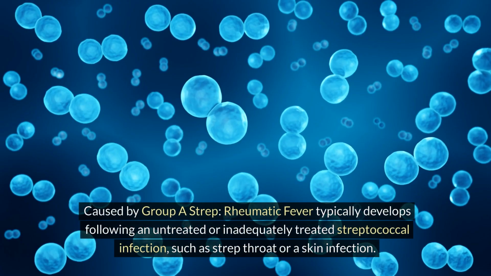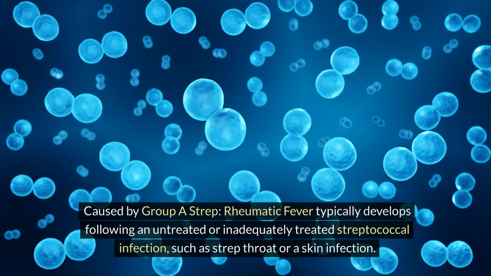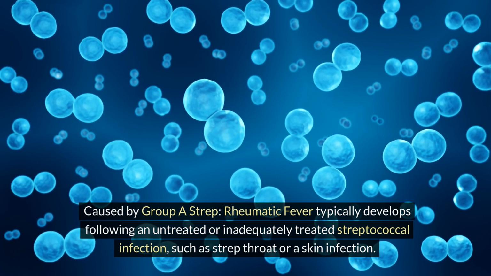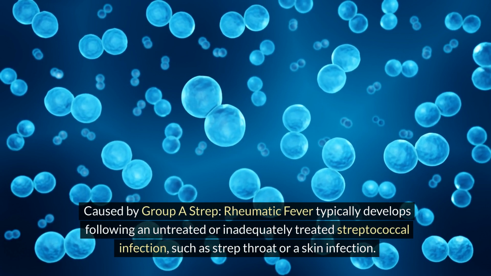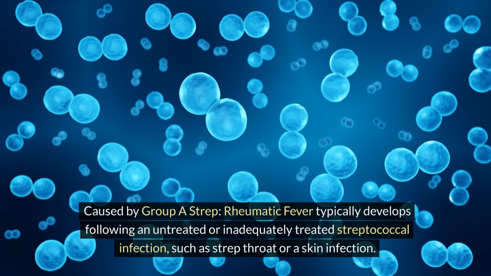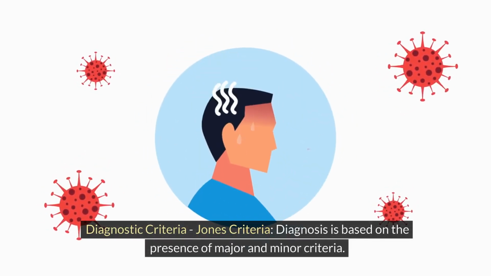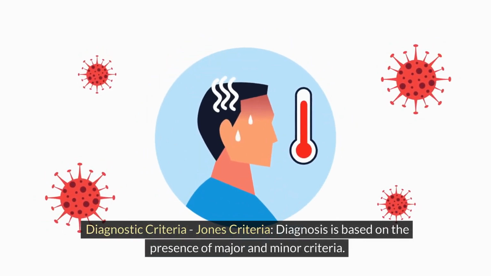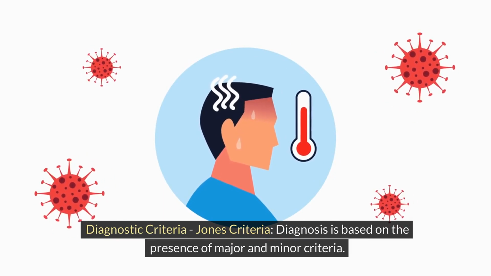Caused by Group A strep, rheumatic fever typically develops following an untreated or inadequately treated streptococcal infection, such as strep throat or a skin infection. Diagnostic criteria, Jones criteria. Diagnosis is based on the presence of major and minor criteria.